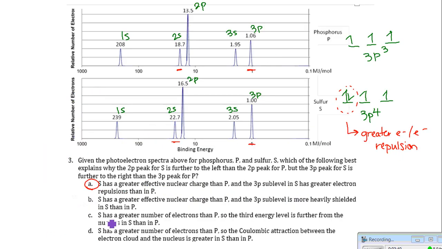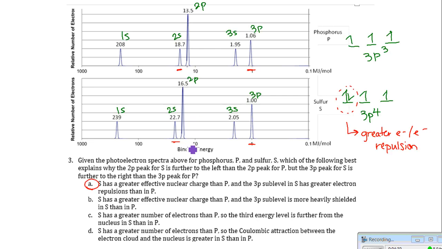Okay, next question. Given the photoelectron spectra for phosphorus and sulfur, which of the following best explains why the 2p peak for sulfur is further to the left than the 2p peak for phosphorus, but the 3p peak for sulfur is further to the right than the 3p peak for phosphorus? You've got to label your spectra, so those are labeled for you there. And then the other thing you need to look at is, what am I specifically being asked about? I'm being asked about the 2p peak, and I underlined the wrong thing. Sorry about that. 2p here and 2p here.